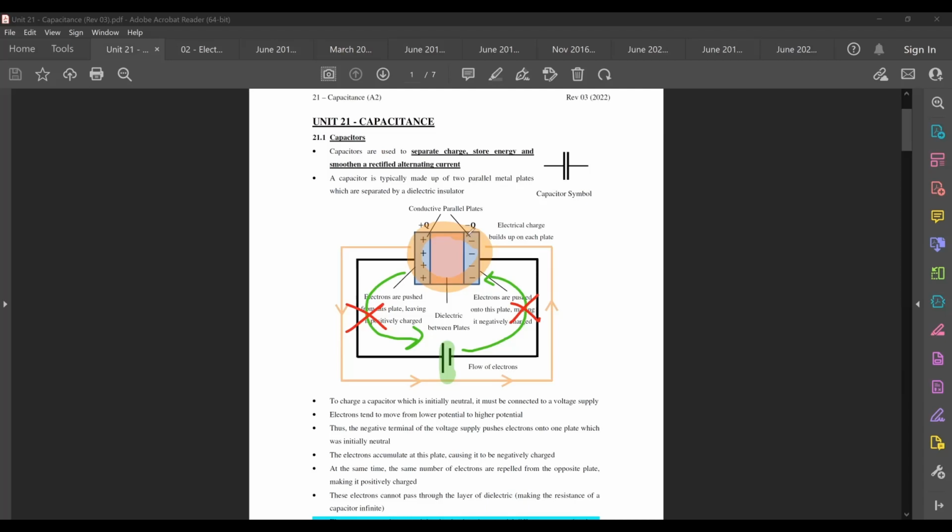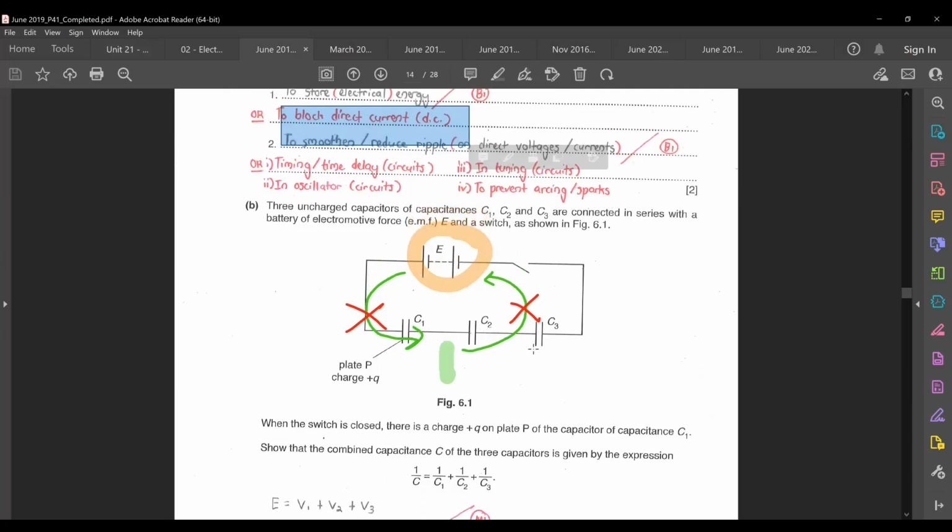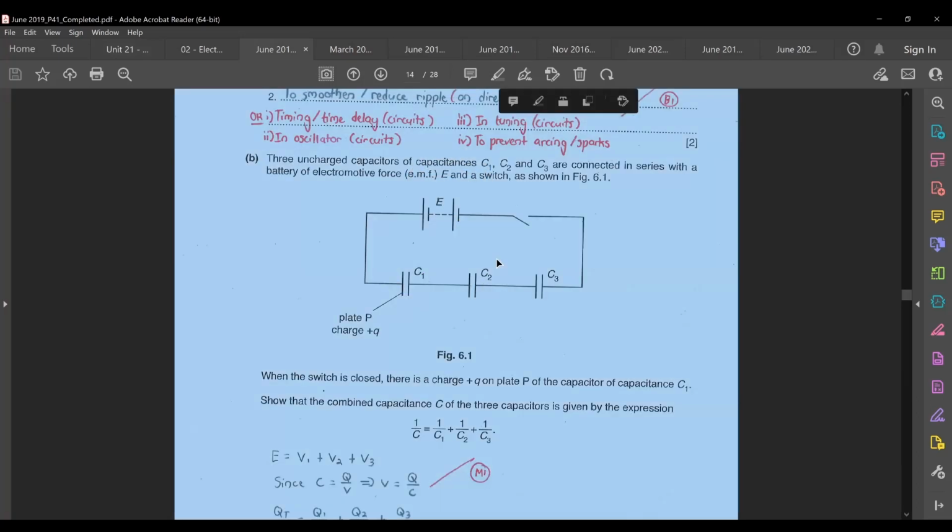When you put your capacitor in between, initially current may still flow a little, but after that it will stop. So this is what we mean by blocking direct current. This is another answer that you could use. Then let me just clear this off.